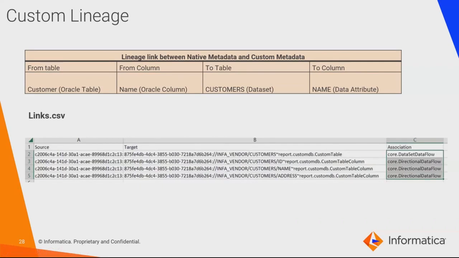Either it is custom metadata objects or native metadata objects. Those object IDs need to be extracted and placed as sample data, which is shown on your screen in this CSV file. All the data sets and data elements which are going to contribute as part of this lineage need to be added to this CSV file. We will see the lineage in the demo and the next few slides.